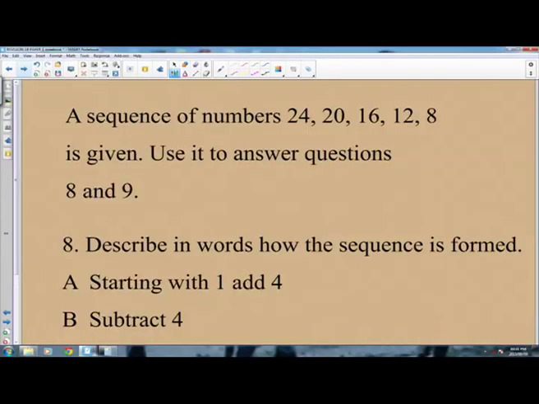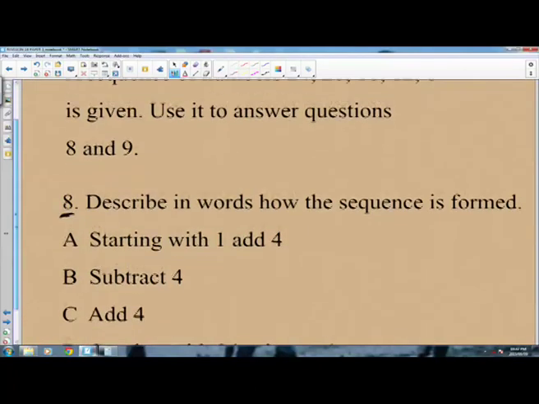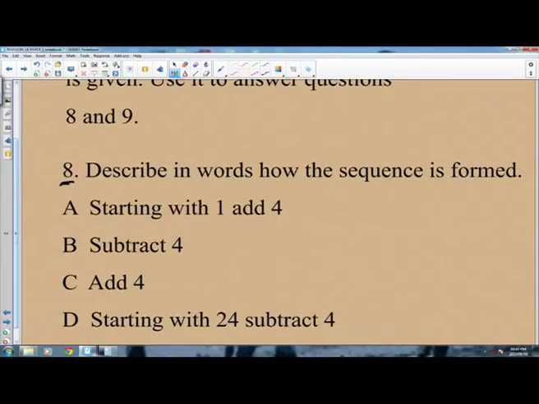The next question. It says a sequence of numbers 24, 20, 16, 12, 8 is given. Use it to answer questions 8 and 9. Then question number 8 says describe in words how the sequence is formed. So this question is expecting you to describe in words how the sequence is formed.